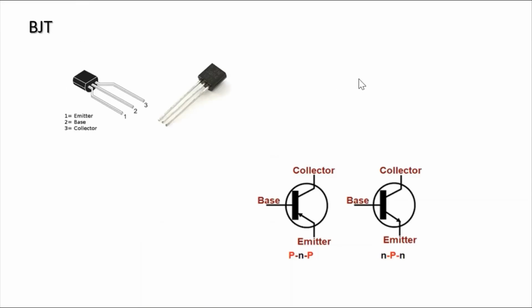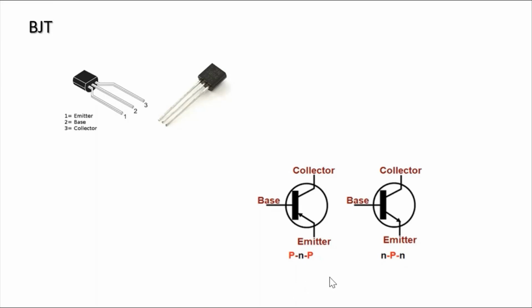BJT. A bipolar junction transistor is a three-terminal semiconductor device that is used for amplification and switching purposes. It is a current controlled device. Counting from left to right with the flat side of the BJT up, the three terminals are: 1 is emitter, 2 is base and 3 is collector. BJTs are of two types, PNP and NPN.